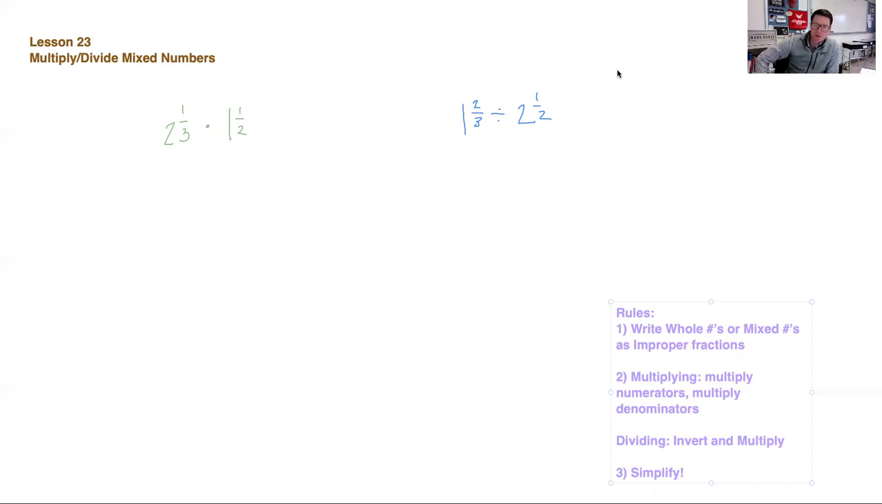Number one is the difference, right? So the first thing you're going to do is write whole numbers or mixed numbers as improper fractions. So another check in the box for improper fractions. Another W for those guys.